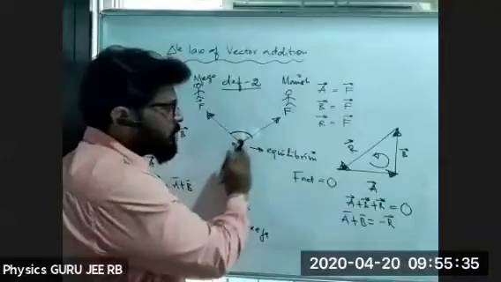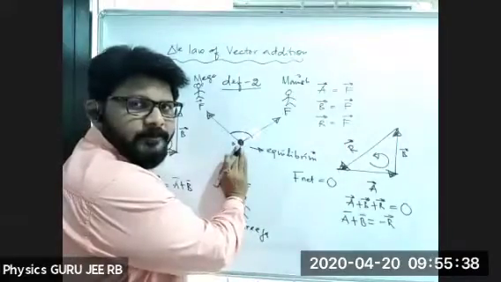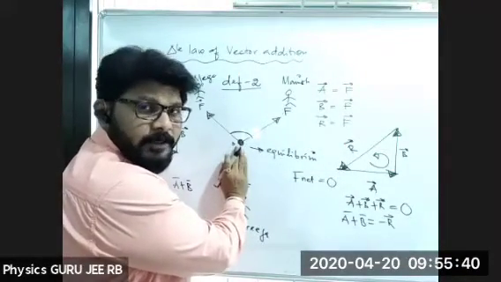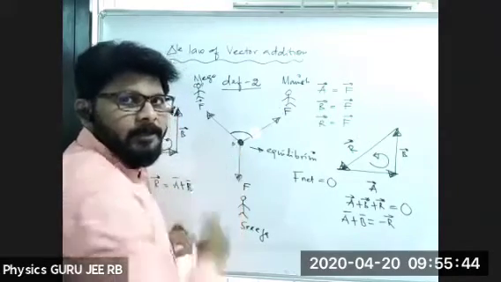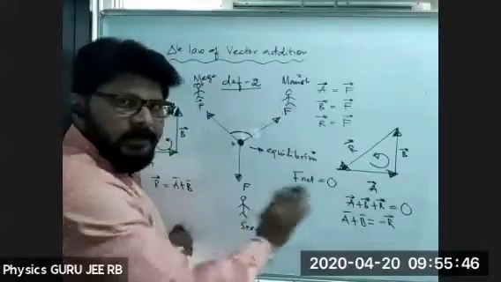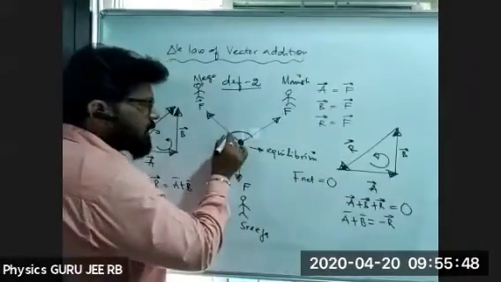Both are starting from the same point. कहाँ से शुरू हो रहा? Same point से शुरू हो रहा. Tail and tail making an angle theta. Parallelogram apply कर सकते. Okay. Keep this as it is, and this angle.